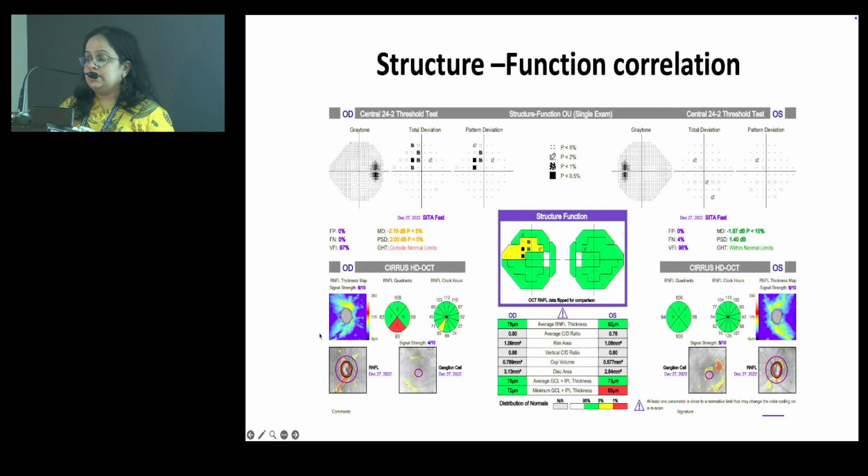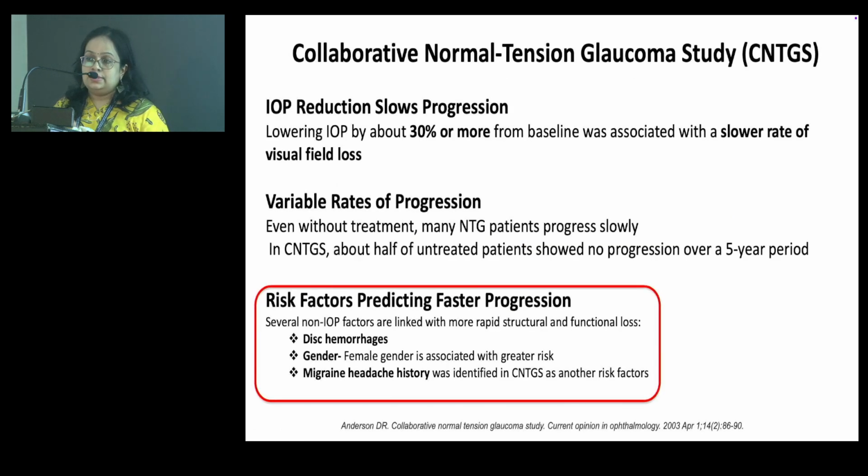And here also there is an inferior thinning. The machine is telling you this is the area of probable visual field defect, and the patient is having the visual field defect in the same region. And there is the NTG study that is mentioned. The Collaborative Normal Tension Glaucoma study is the landmark study, and the risk factors predicting faster progression were disc hemorrhage, female gender, and a history of migraine.